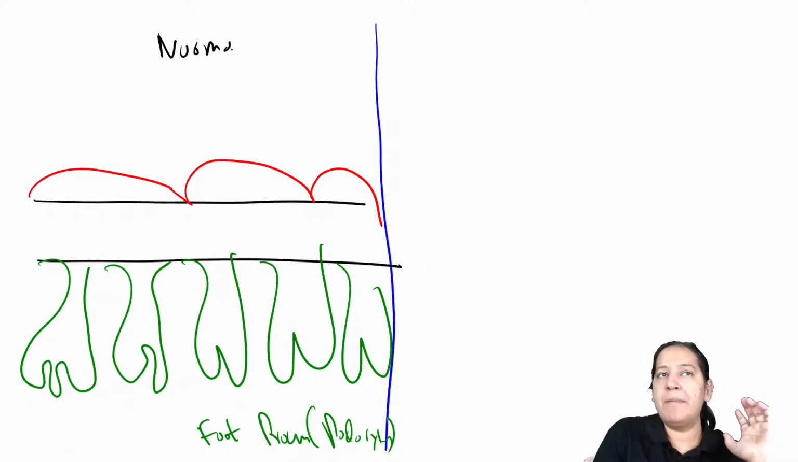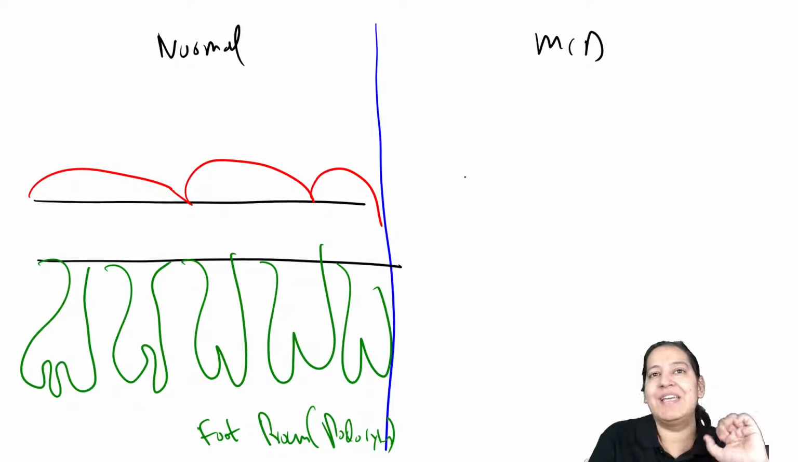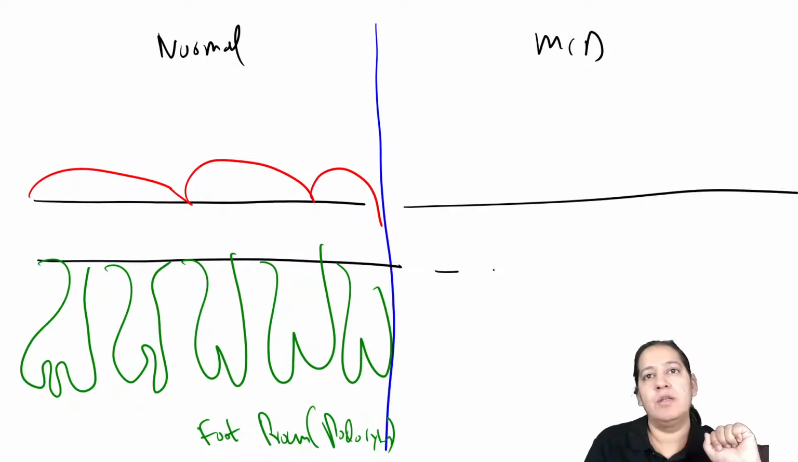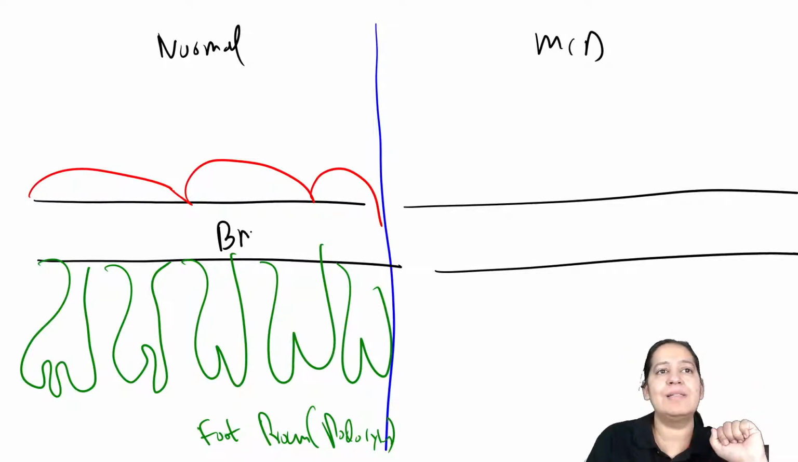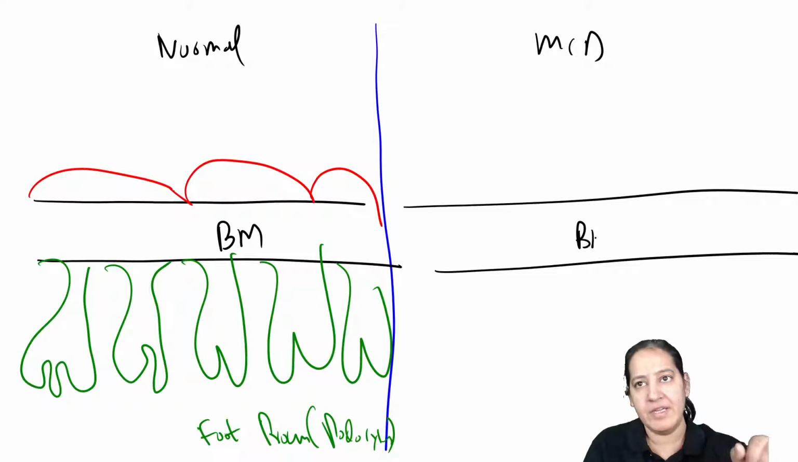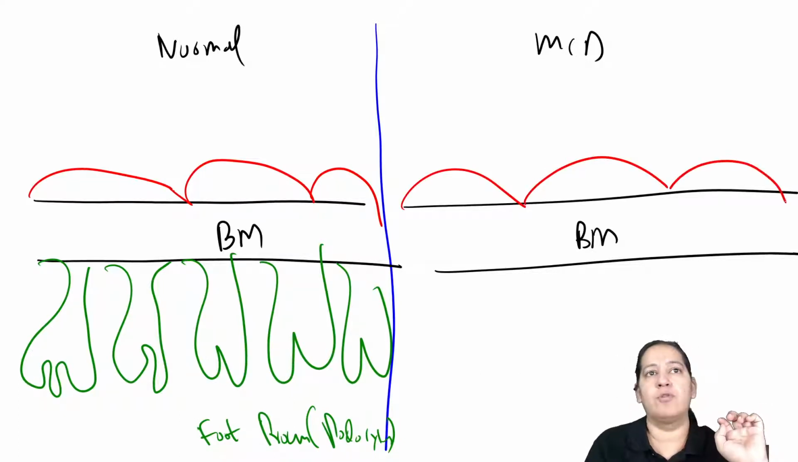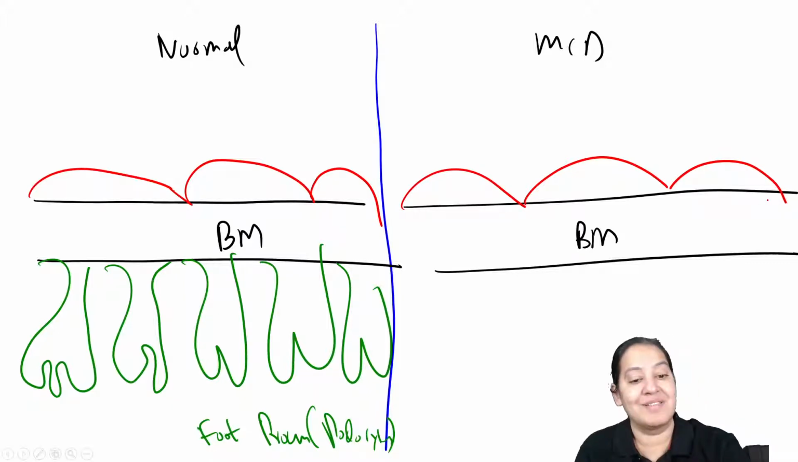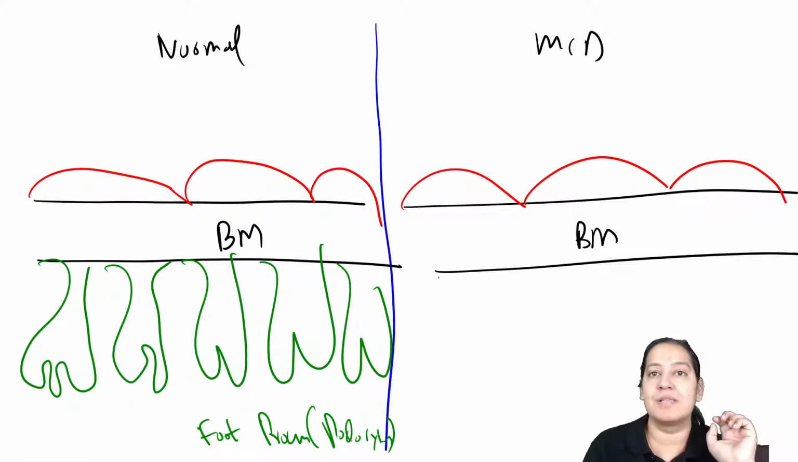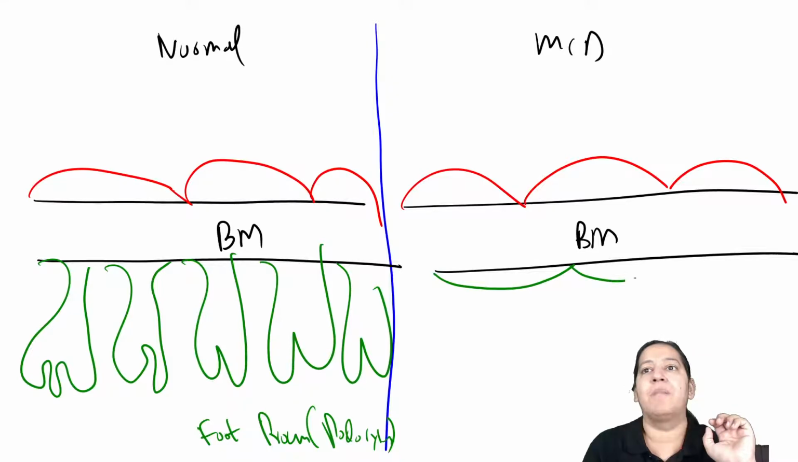What will happen in MCD? In MCD, the basement membrane is normal. You can see it is absolutely normal. Like this, it is the same basement membrane, right? The endothelium is also normal. Like this, here also we have a normal endothelium. But what about the foot processes? What will happen to the foot processes? The foot process shape will become like this.